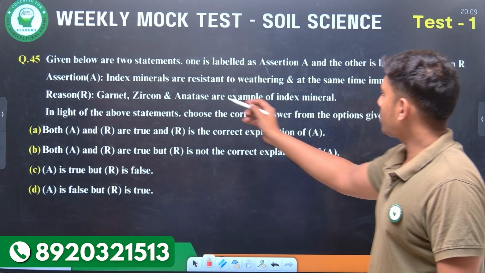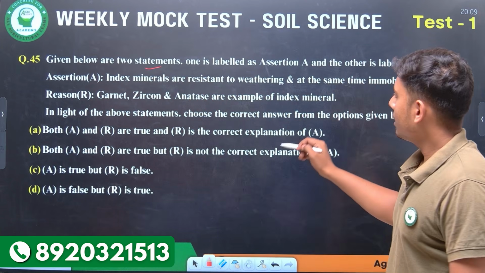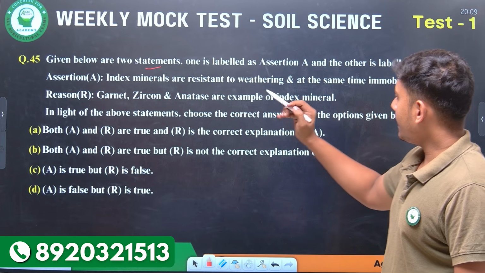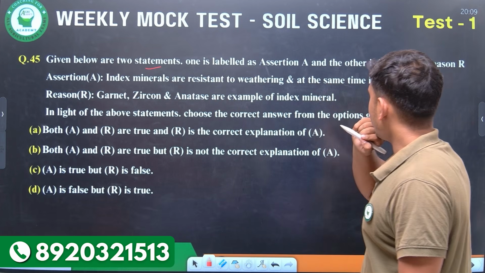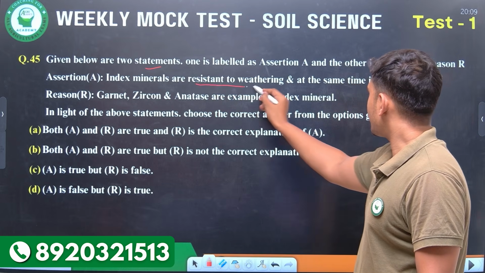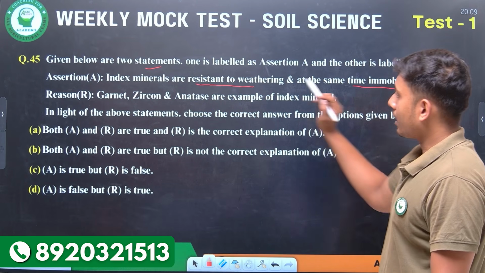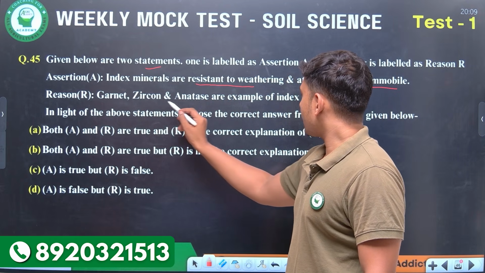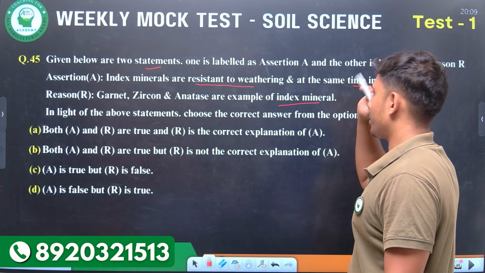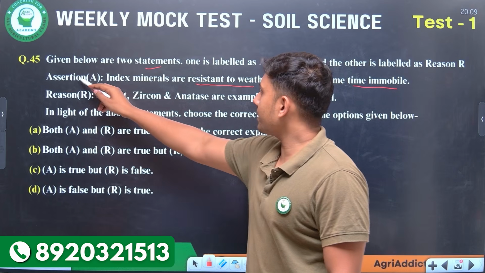Here also two statements are there. Assertion reasoning. Okay, index minerals are resistant to weathering. Okay, that is true. And at the same time immobile. Okay, this is also true. Garnet, zircon and anatase are examples of this, which is also true. Okay, so this statement is true.